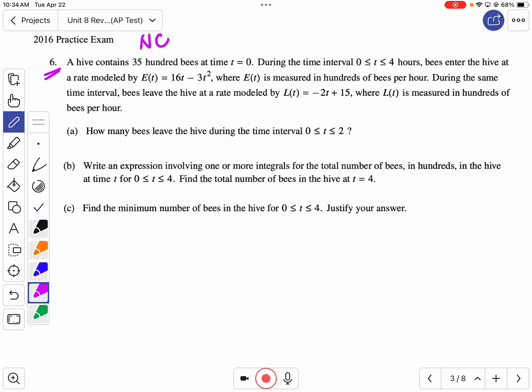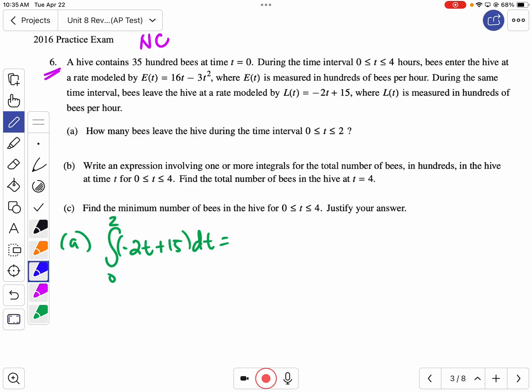Now notice this is number 6, which means it's non-calculator. So that's the first thing you need to notice. It wants to know how many bees leave the hive during the time interval from 0 to 2. How would we figure that out? We do an integral. We just want to know how many leave from 0 to 2. L of t, which would be negative 2t plus 15 dt. That's all it wants me to do.